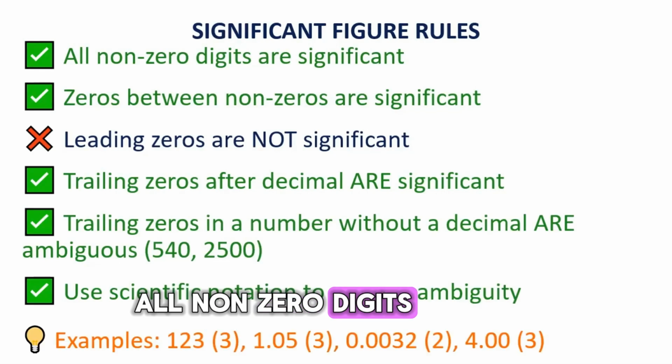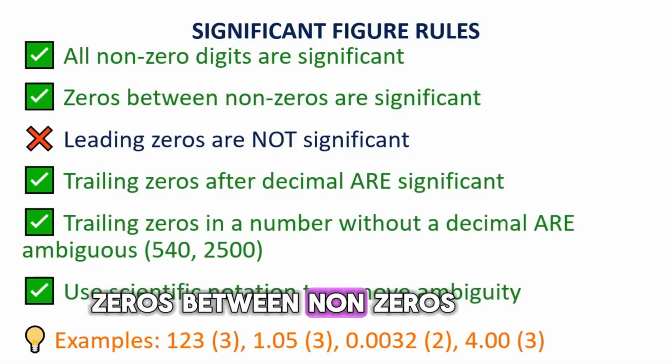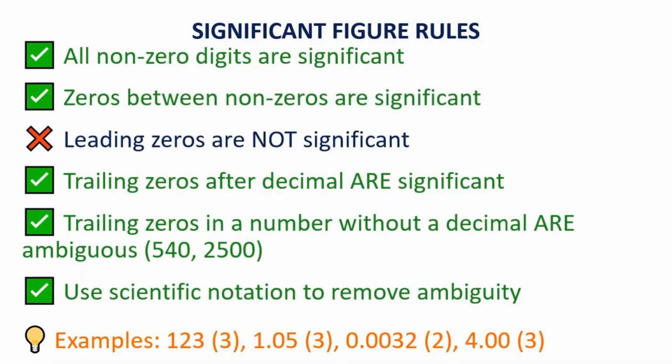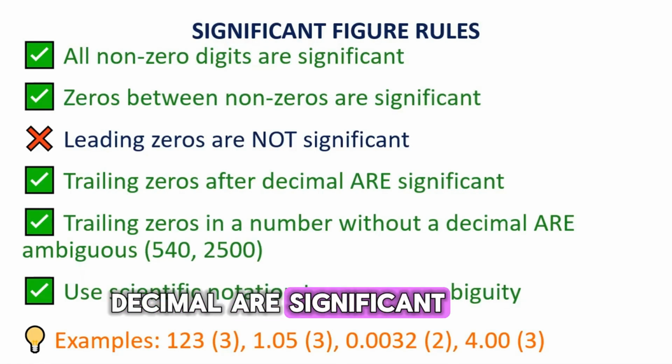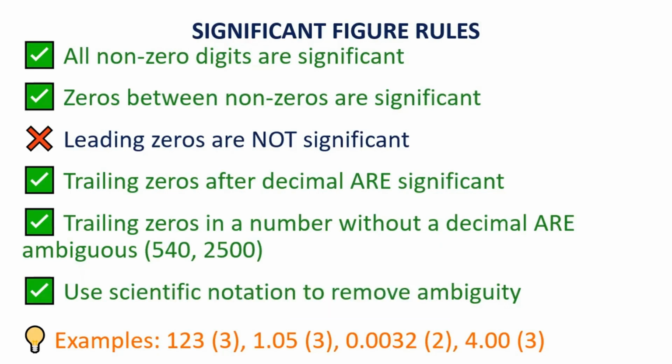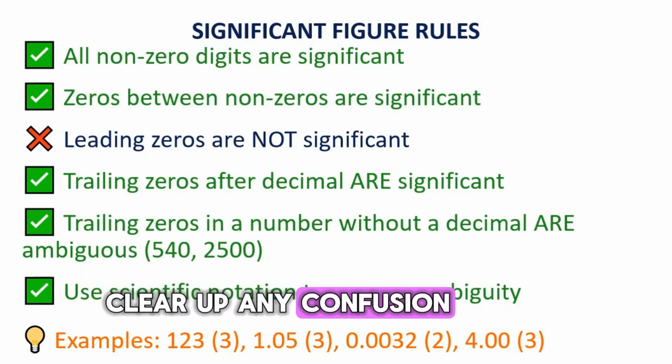All non-zero digits are significant. Zeros between non-zeros are significant, but leading zeros are not. Trailing zeros after a decimal are significant, while those without a decimal are ambiguous. Use scientific notation to clear up any confusion.